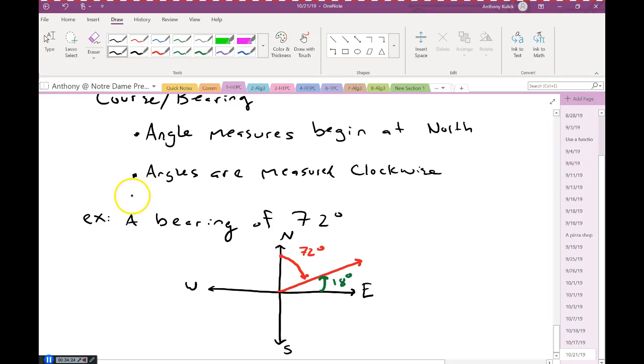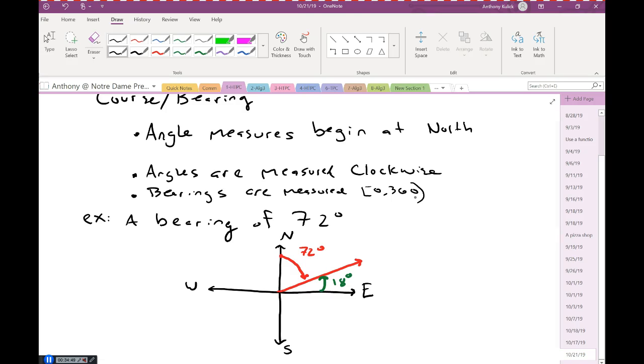Additionally, I guess I should add in one more bullet point. Bearings are measured from 0 to 360 degrees. Notice there the bracket and the parenthesis. So 0 is a bearing, 360 is not a bearing, but we can go right up into 360.